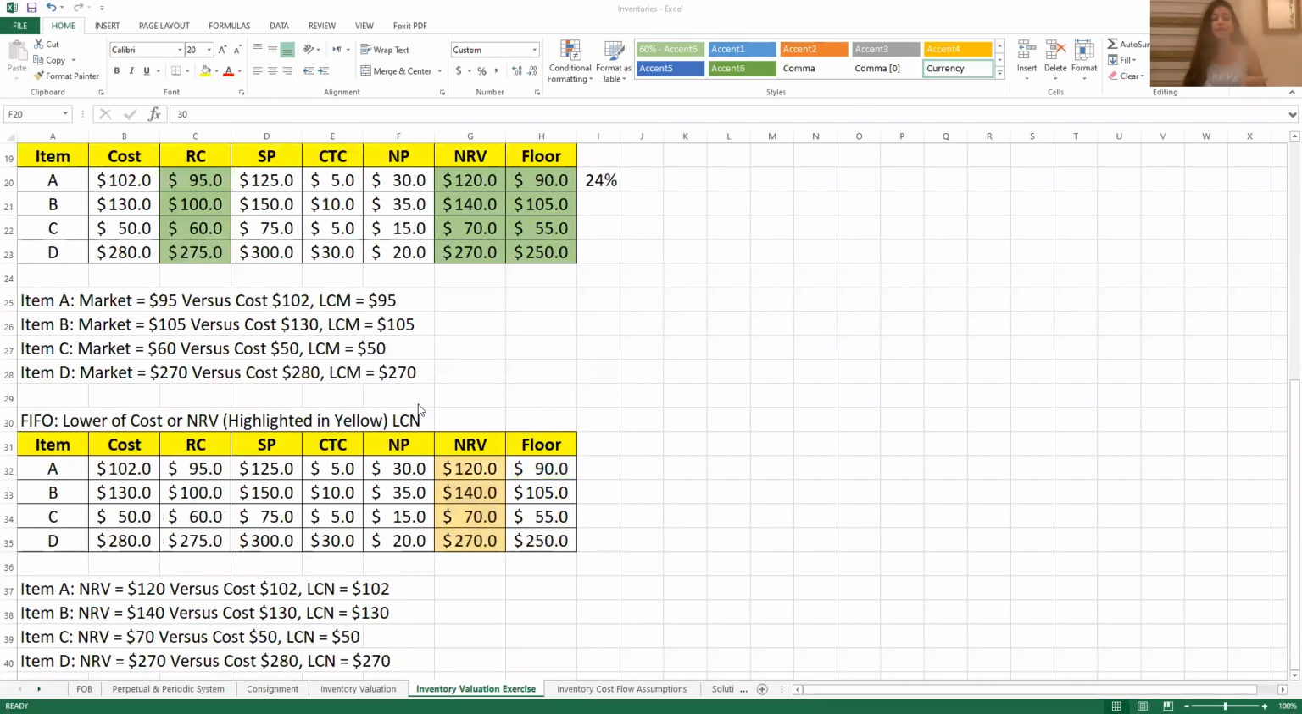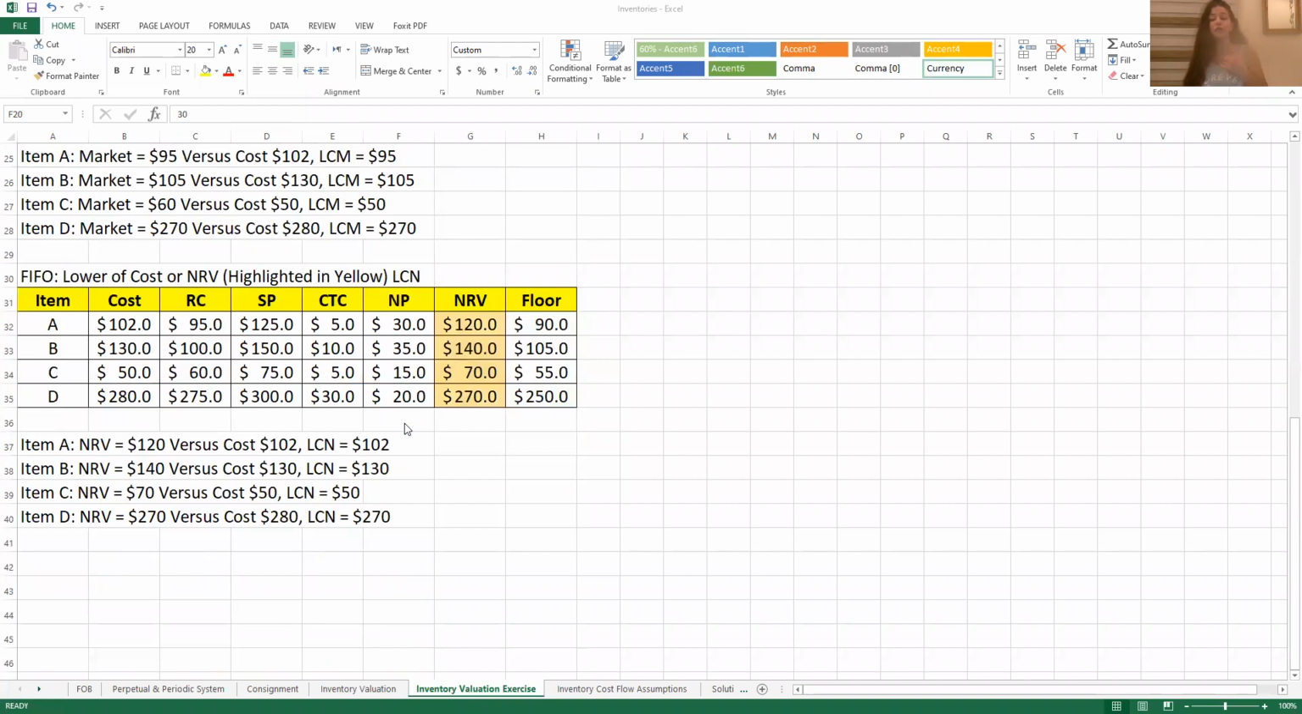The second one is FIFO. Now with FIFO, it's a bit different. The rule is different. We're no longer using lower of cost or market. With FIFO, it's the lower of cost or net realizable value only. So you just have to compare the cost with the net realizable value. And if the net realizable value or the ceiling is not given to you on the day of the exam, that's simply the difference between the selling price and the cost to complete the sale.